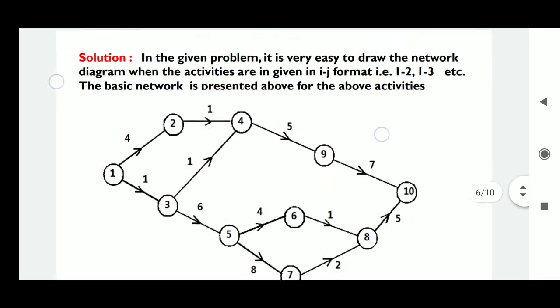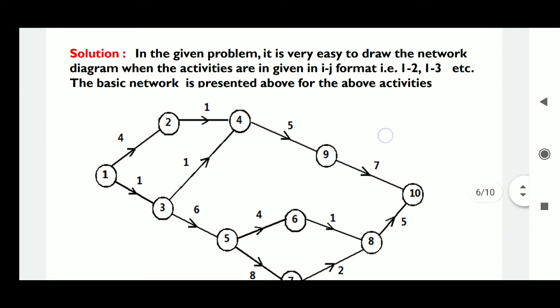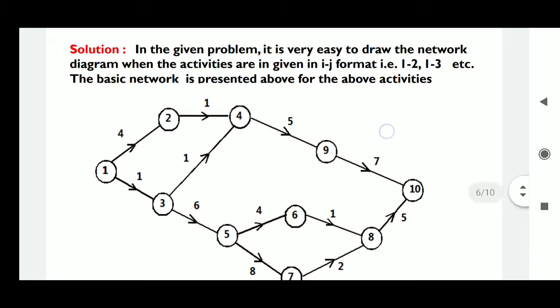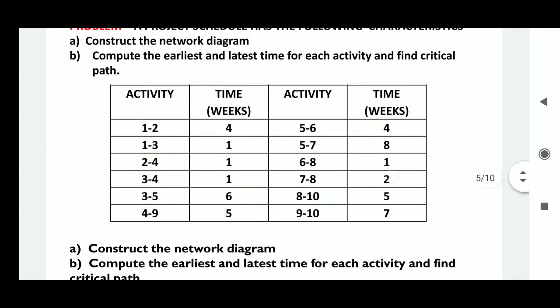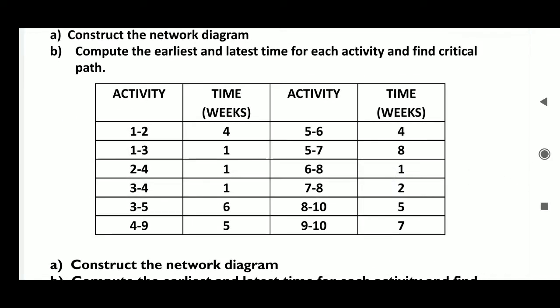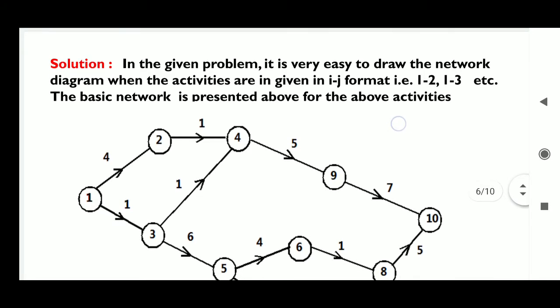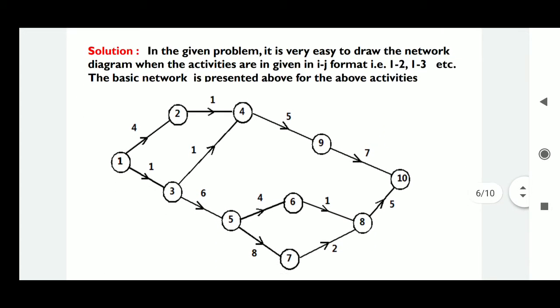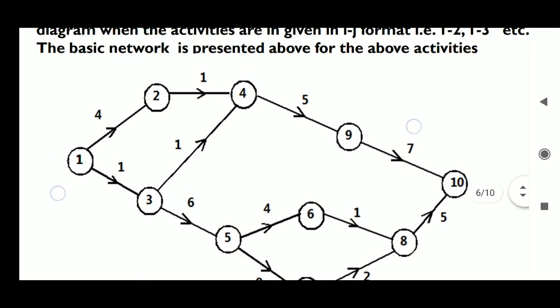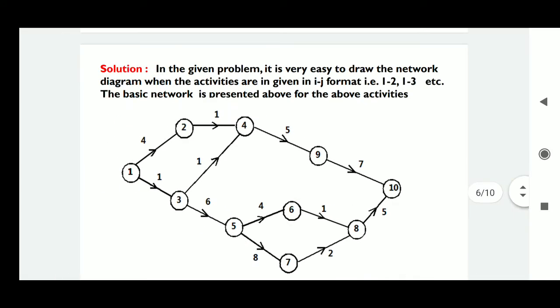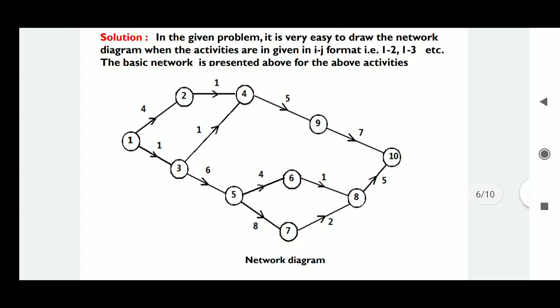Now, according to our problem, we have drawn the network diagram. As per the definition of the network diagram, these are interrelated activities. When the activities are given in the format i-j, that is 1-2, it is very easy to draw the network: from 1 to 2, 2 to 4, then 3 to 4. Here we have drawn the network, the activities are represented by the arrows, and the time durations are shown on the arrows. So this is the basic network diagram.